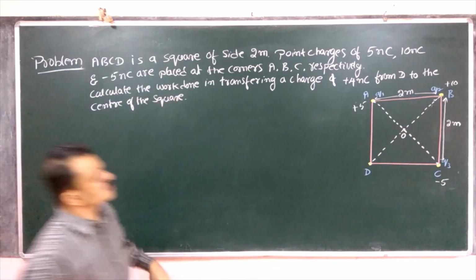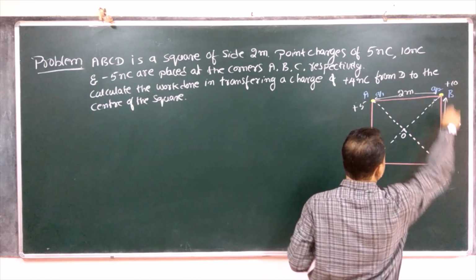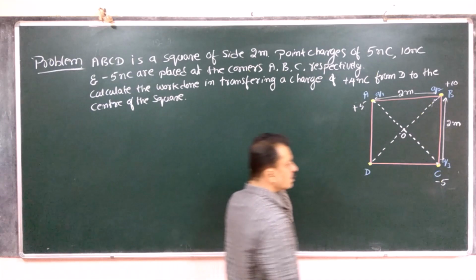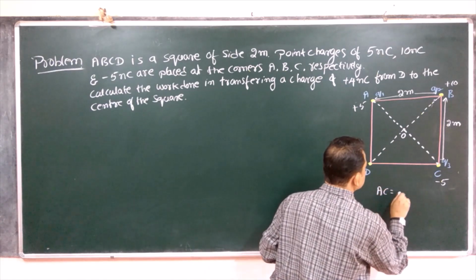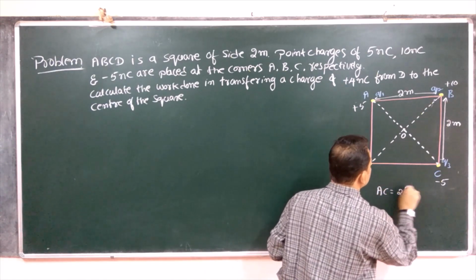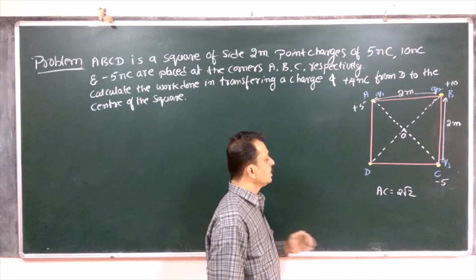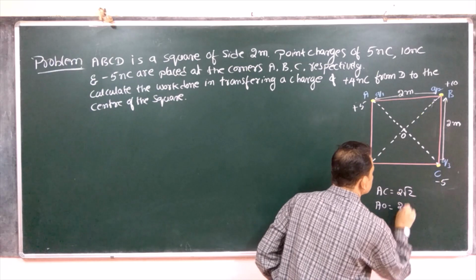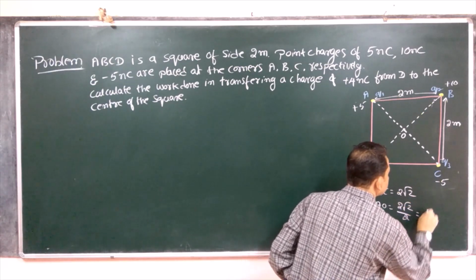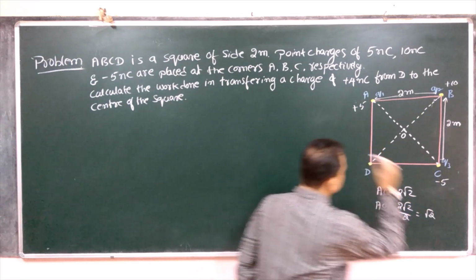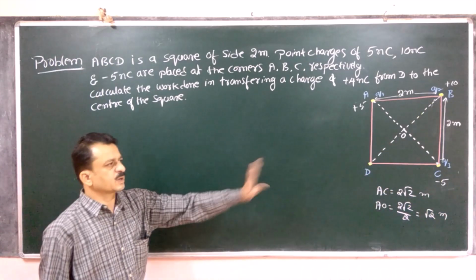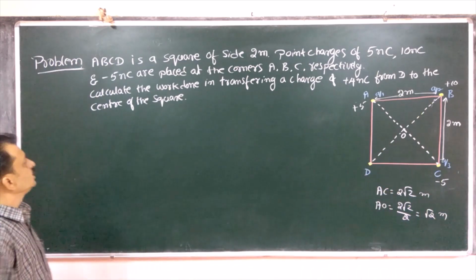Now the side is given as 2 meter, so AB is 2 meter, BC and all the sides are 2 meter. According to Pythagoras theorem, the diagonal AC is obviously 2 root 2, and half of the diagonal, that is AO, is equal to 2 root 2 divided by 2, therefore it is simply root 2. It is given in meter, nothing to worry. That is how it comes by Pythagoras theorem.